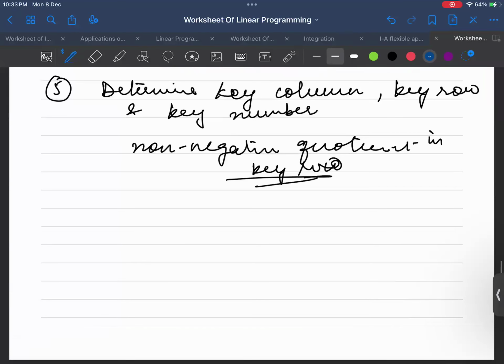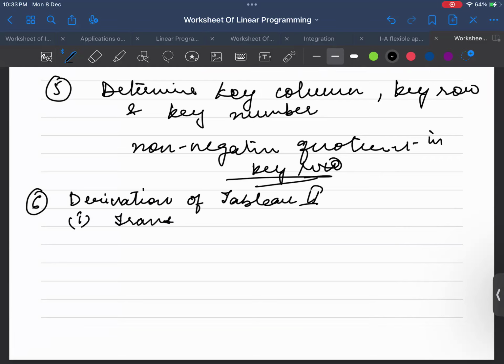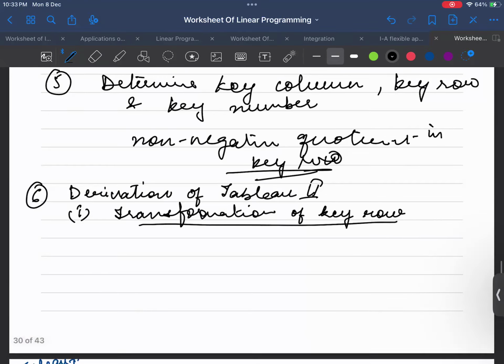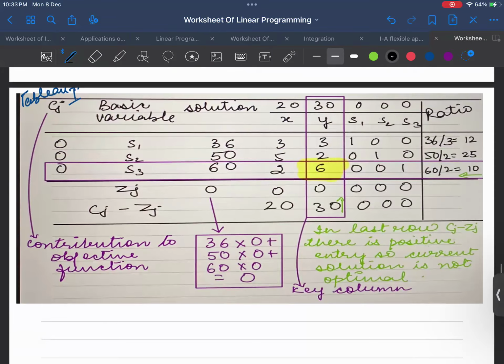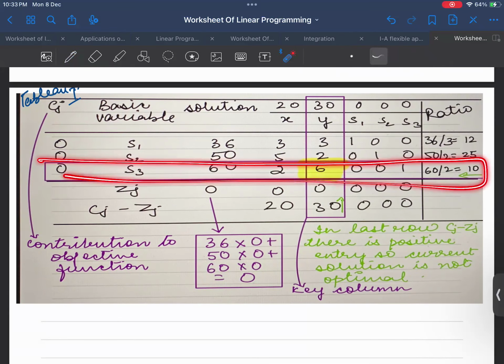These were 5 steps, the 6th step would be derivation of W2. For this also there are 2 steps. First is transformation of key row. Second is transformation of non-key rows. First of all, we are transforming the key row. Which one is the key row? We know this one was the key row. First of all, we will transform it.